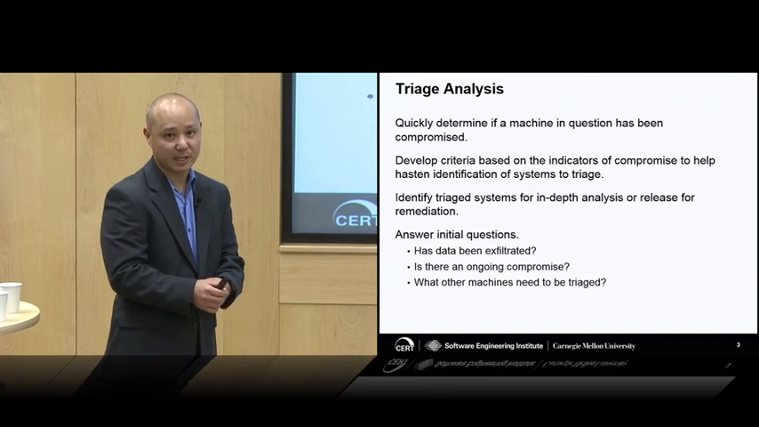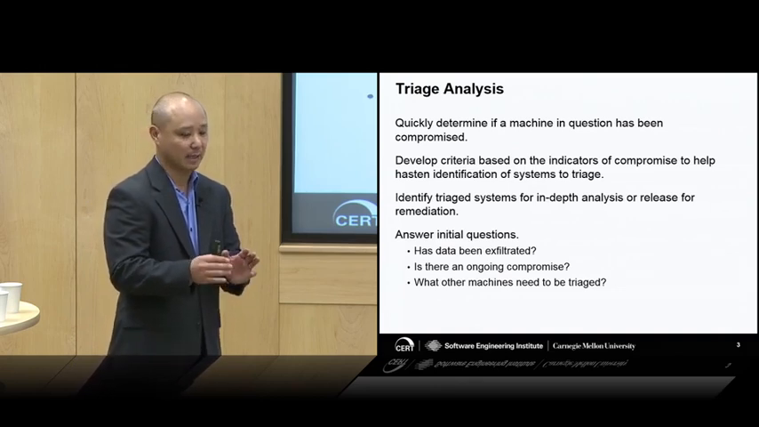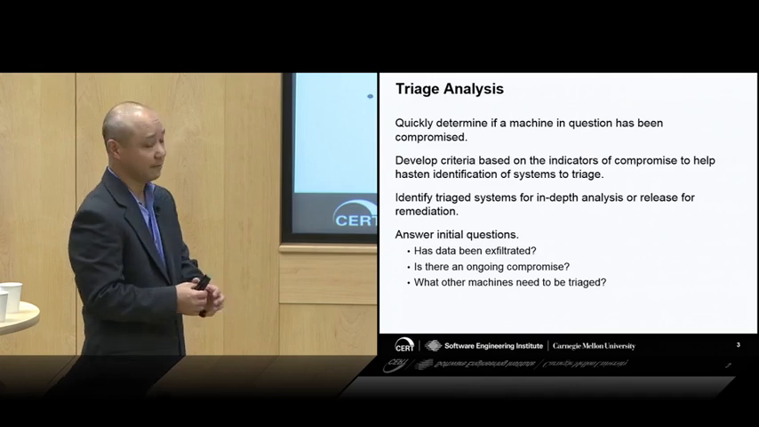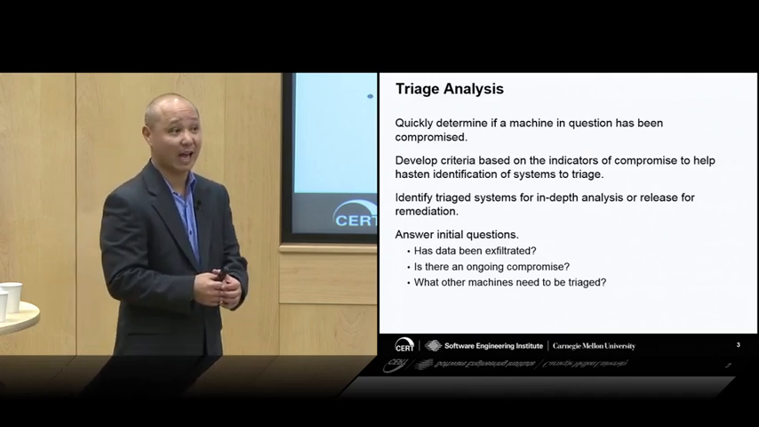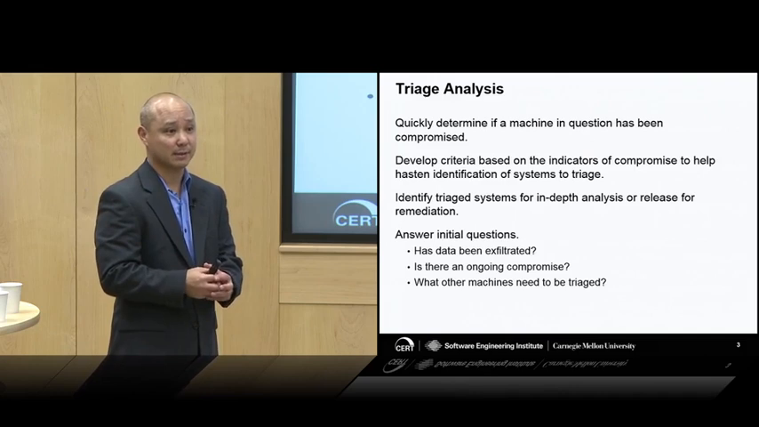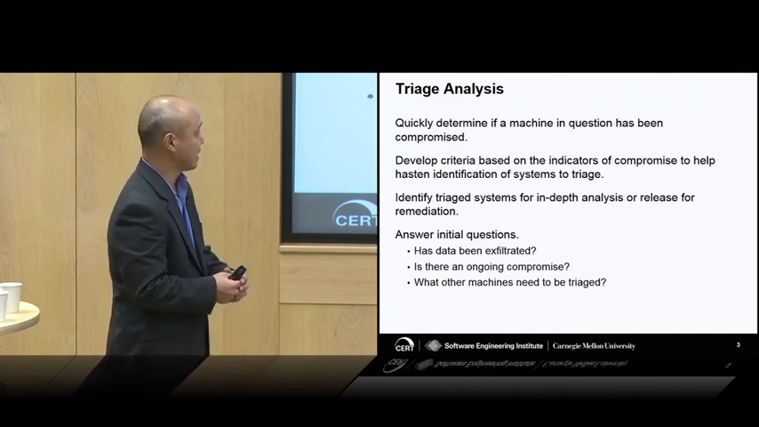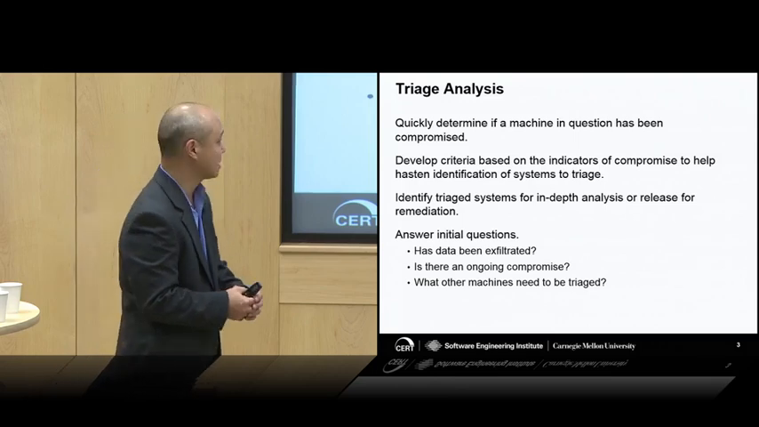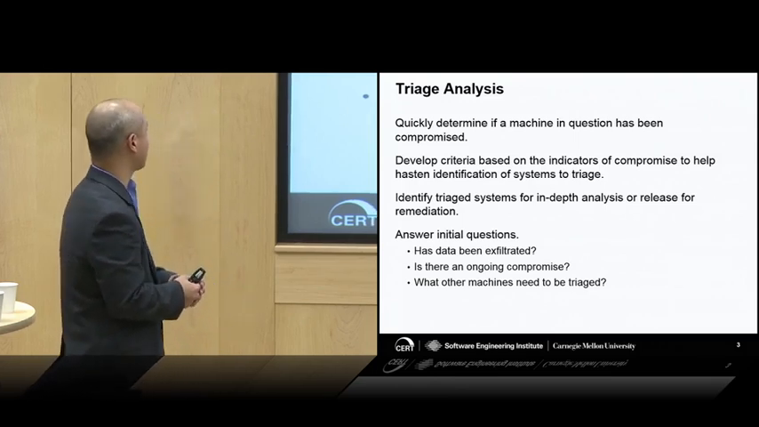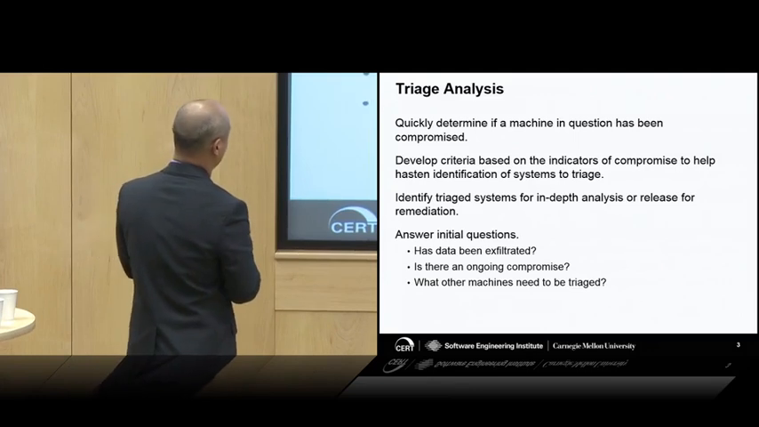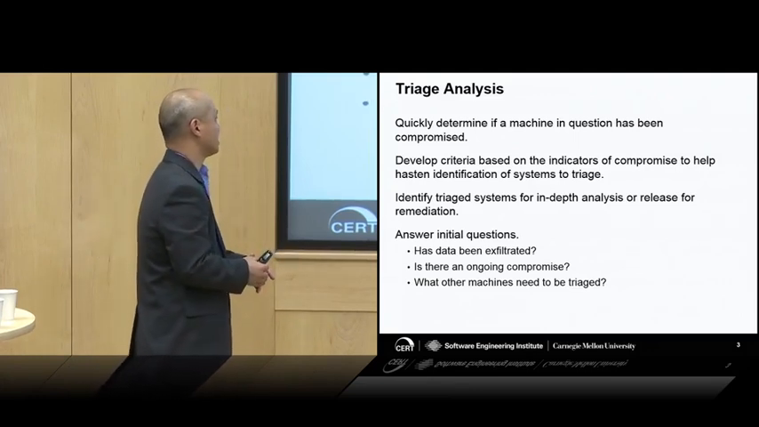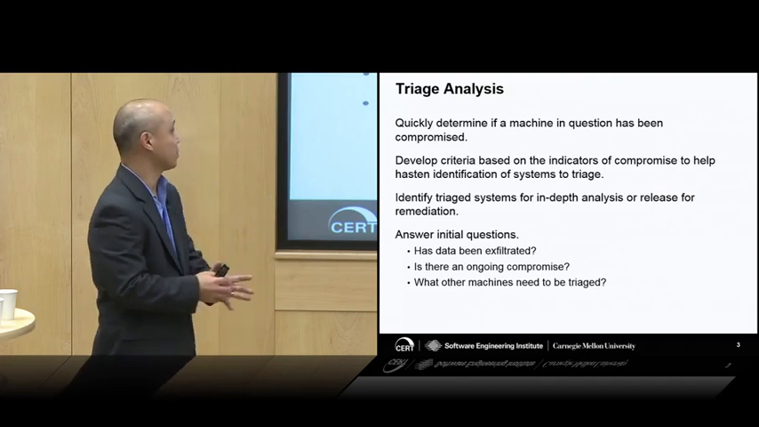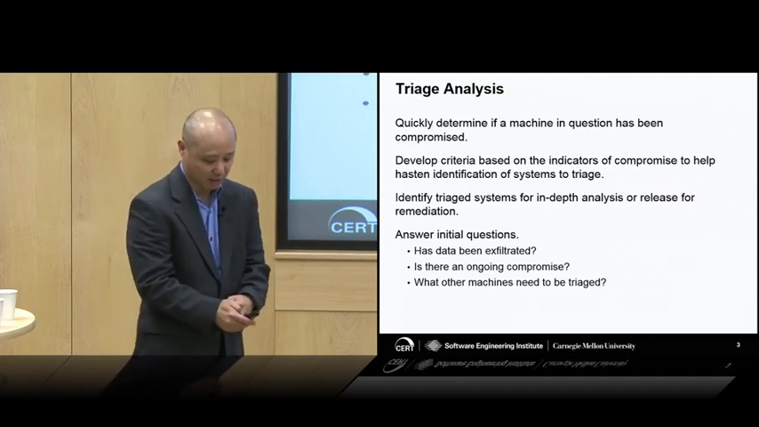So hopefully you can start to remove the chaff, so to speak, and if a system doesn't appear to have a significant part in this particular incident, then you can release it for remediation or possibly even back to its owner. Answer these initial questions, right? Has data been exfiltrated? Is there an ongoing compromise? Does it continue to go? And what other machines need to be triaged?